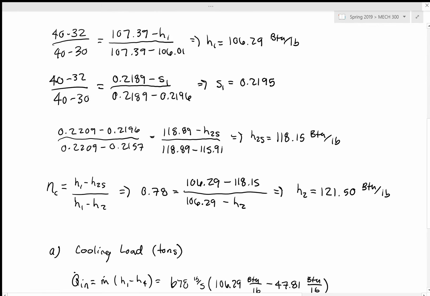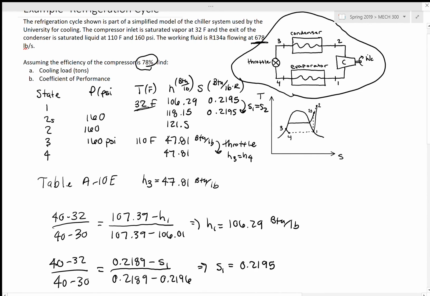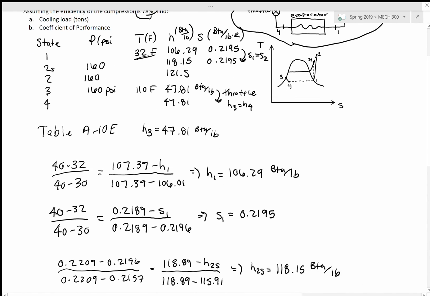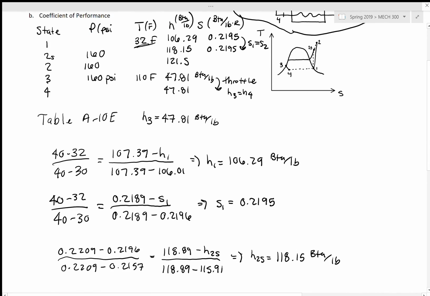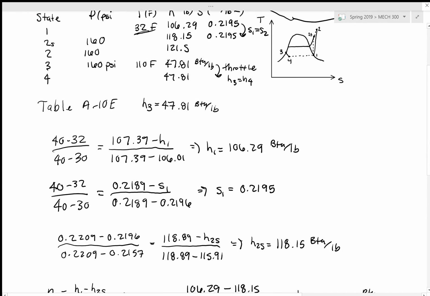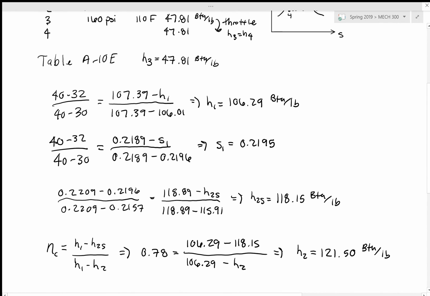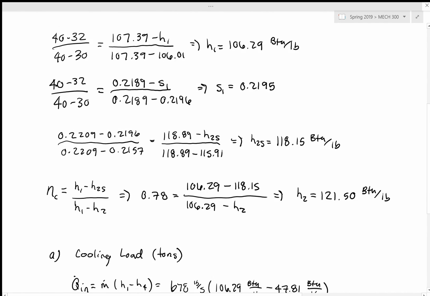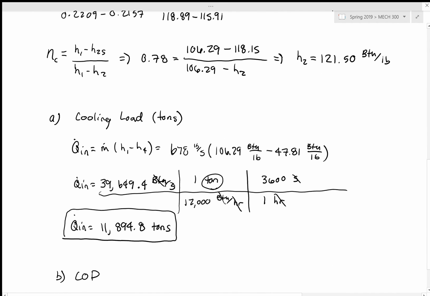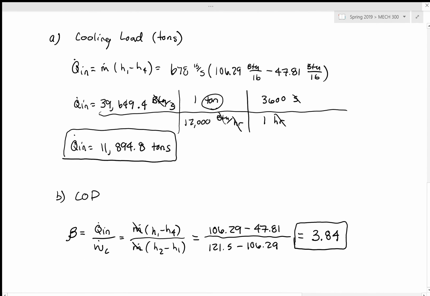So just a quick recap. In this problem, we were given a refrigeration cycle, and we were asked to find the cooling load in tons and the coefficient of performance. And so we took our H3 value from the saturated liquid value in our table. We interpolated to find our H1, and then we used our entropy value and our pressure to solve for enthalpy at H2S, and then used our compressor efficiency to find H2 actual. And then we used those values and plugged them in to our equations below to solve for both our cooling load in tons and our coefficient of performance.